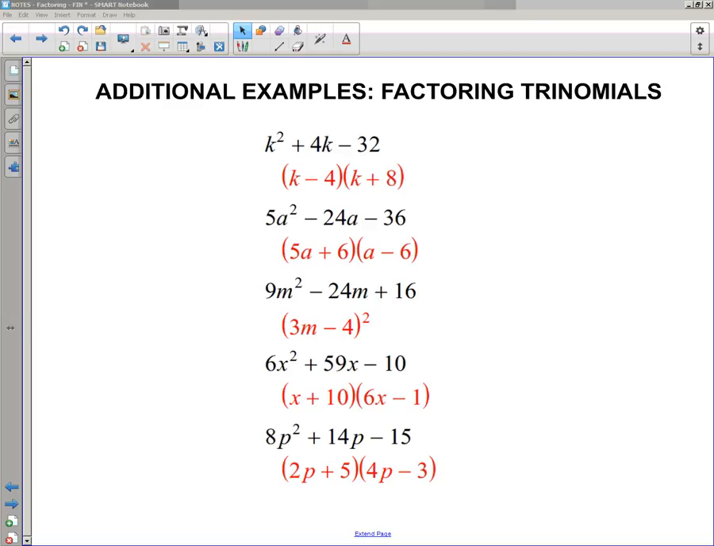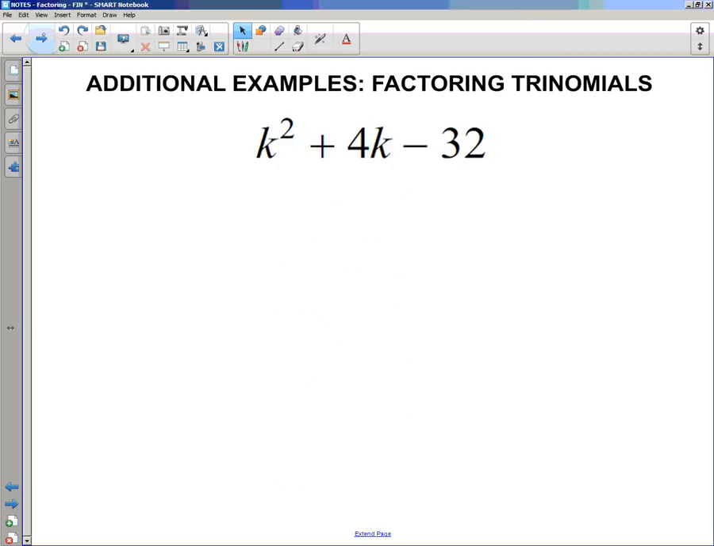However, if you feel that you might need to see a few more in order to get you started on this, this is a great place to start. So we're going to start with the first example here. We've got a trinomial. We're going to do our best to factor this into a couple of binomials.